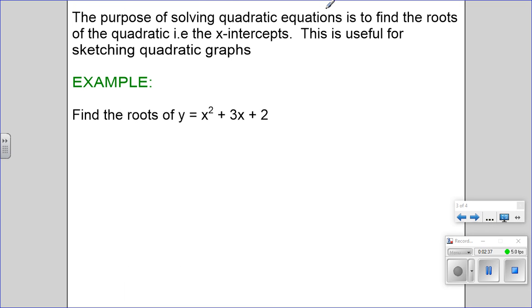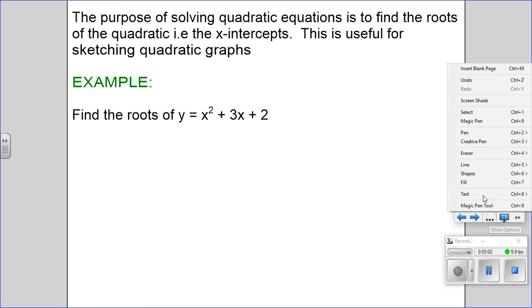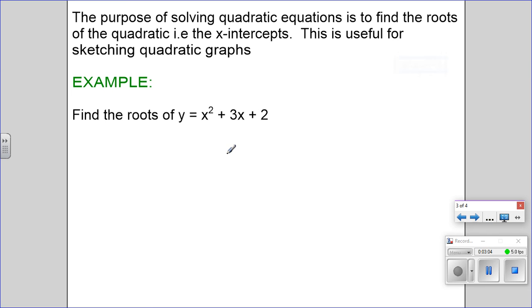Okay, so moving on. The purpose of solving quadratic equations is to find the roots of the quadratic, i.e. the x-intercepts. This is useful for sketching quadratic graphs. If you can factorise and find those roots, you can plug them in and not have to substitute in a multitude of values. So for this example here, we want to find the roots of y equals x squared plus 3x plus 2. It's straightforward and simple how I'm going to start. I'm going to change the colour of my pen just so we know exactly what's new and what's not. X squared plus 3x plus 2 equals 0.